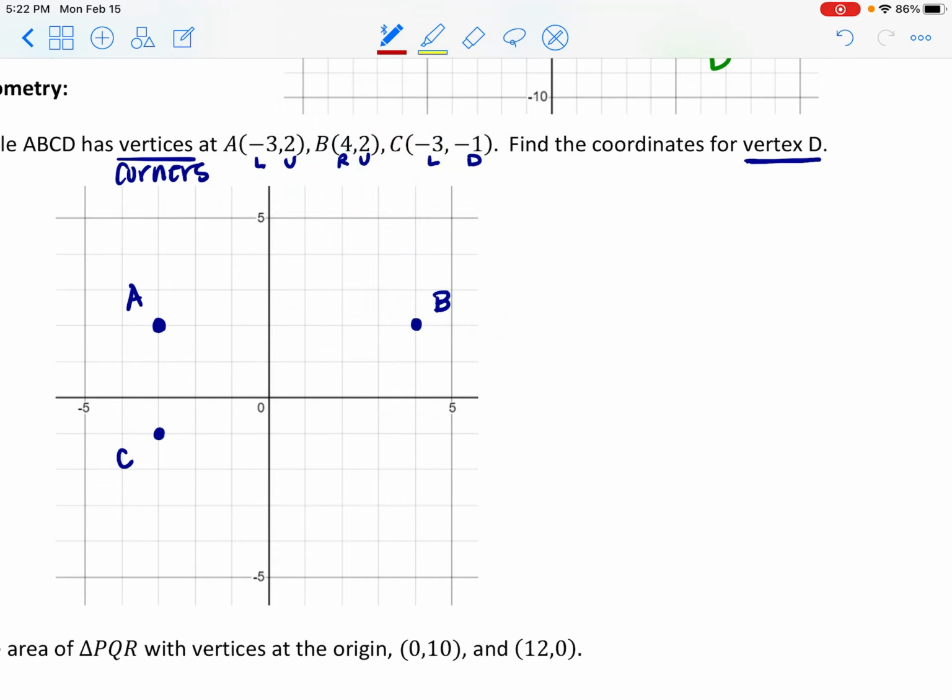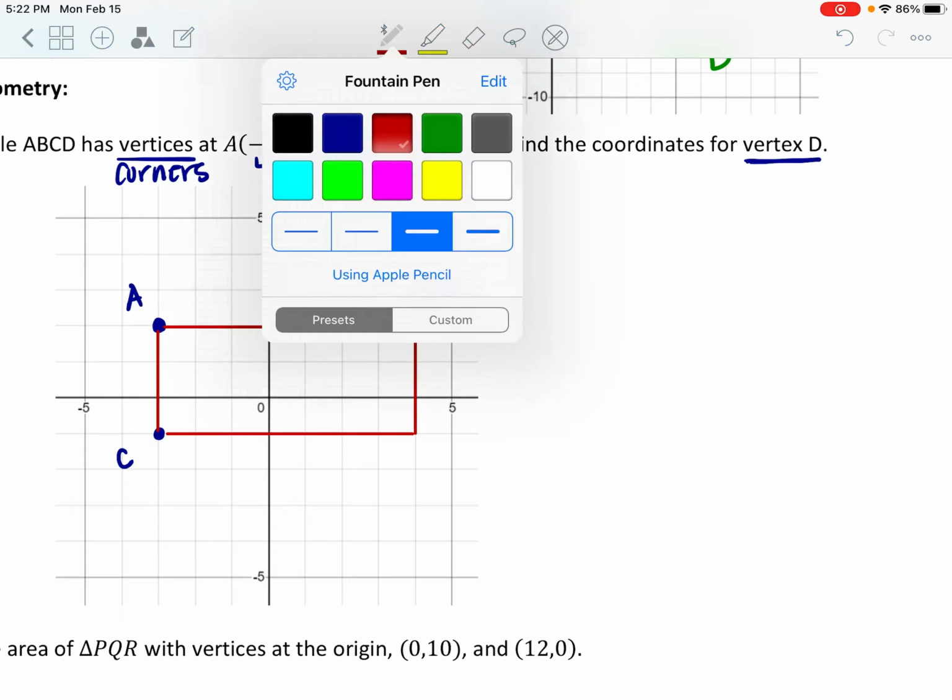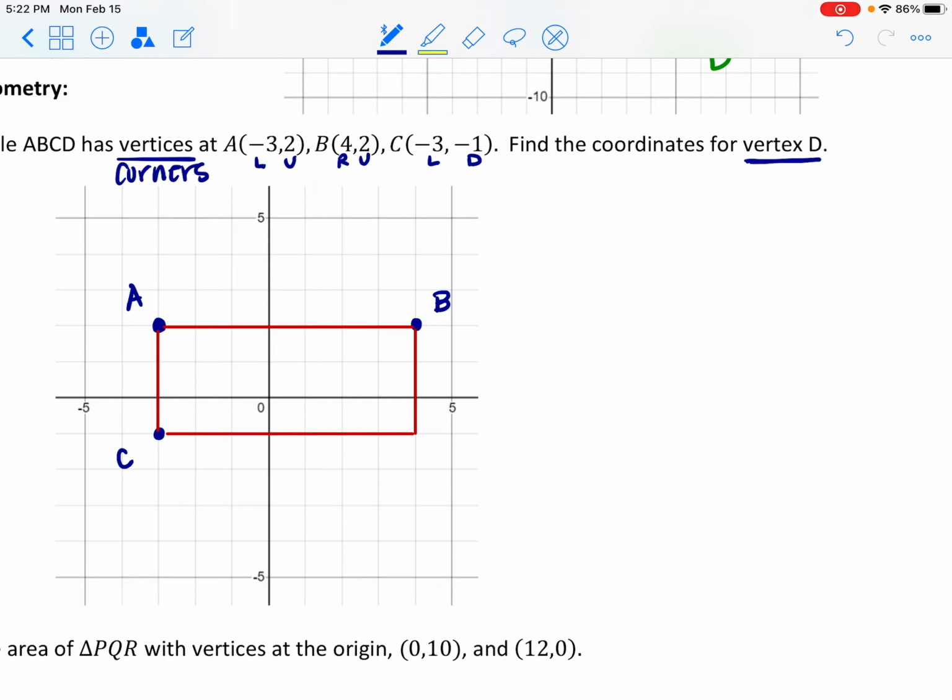Well, let's just connect these. Okay, so I have right now that side of the rectangle. I've got this side of the rectangle. If I was to finish this rectangle, this is the only way I could finish the rectangle, right? That tells me exactly where my last point has to be, where my last vertex has to be. So D is going to be here.